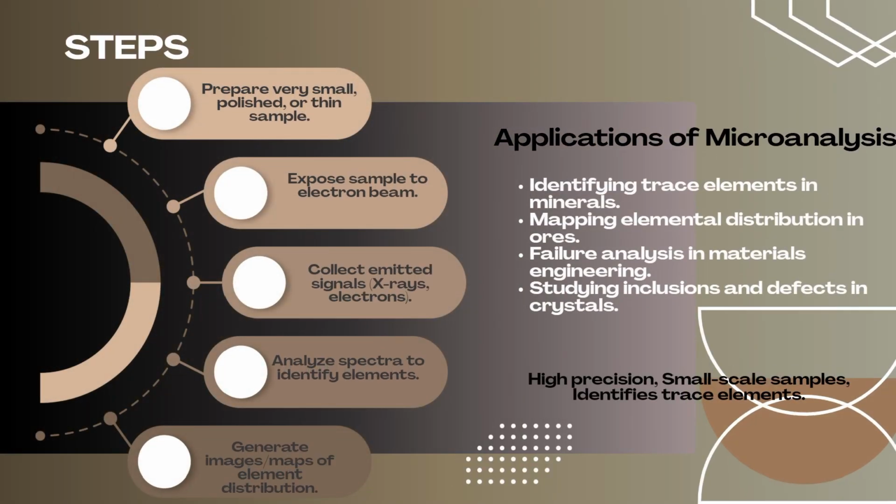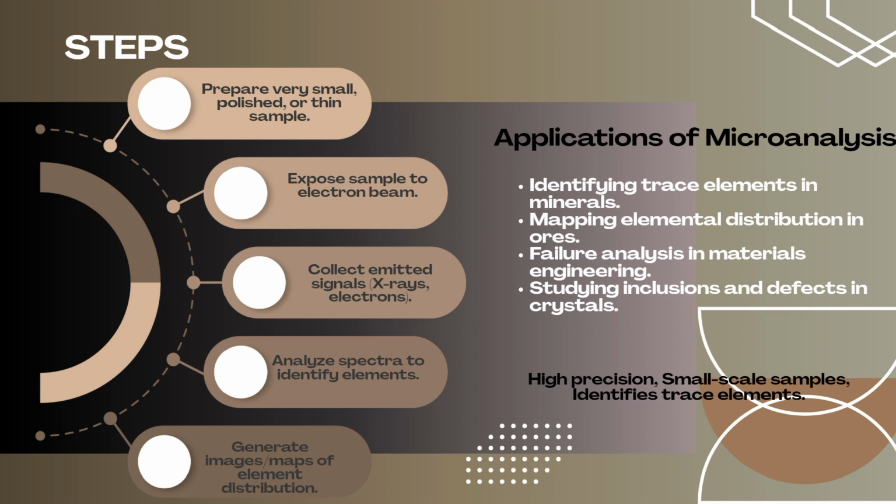So we have the steps. First is to prepare a very small, polished, or thin sample. Next is to expose the sample to an electron beam. Then collect the emitted signals, the X-rays or the electrons, and analyze spectra to identify its elements. And now you can generate images or maps of the elemental distribution of the sample.